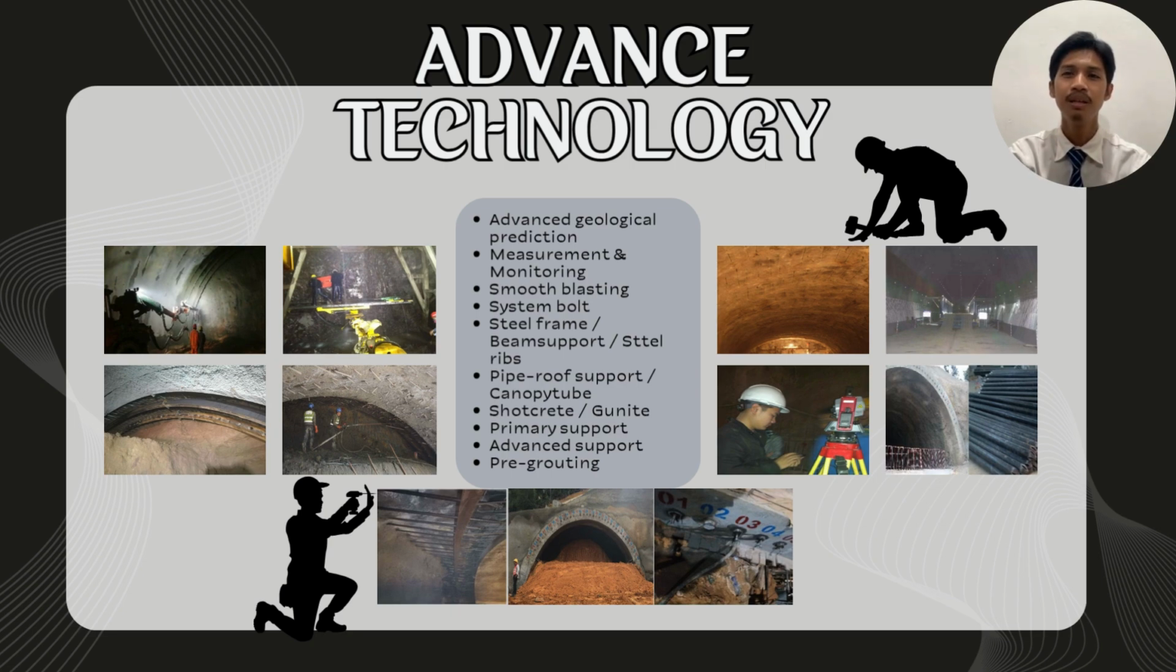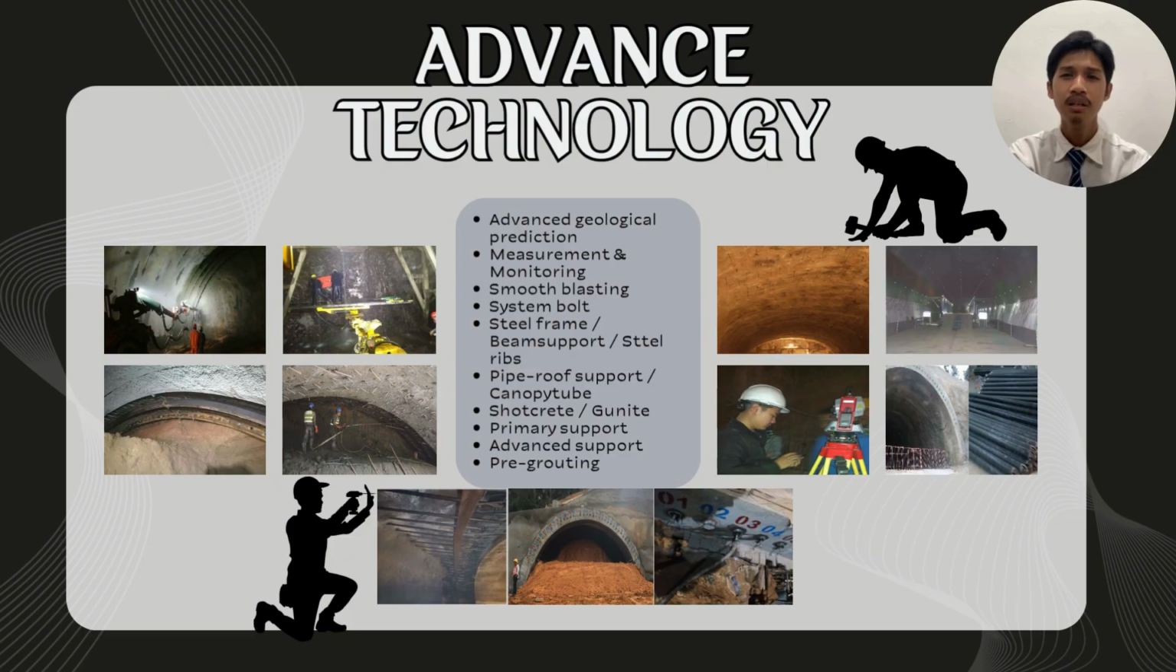The third one is smooth blasting. To avoid breaking too much rock, they use a method called smooth blasting. It gave the tunnel a cleaner shape and made it easier to support with boards and steel. Right after excavation, they added boards, steel frames, beams, and steel ribs to keep the tunnel stable and prevent collapse. And pipe roof support, which is canopy tube.